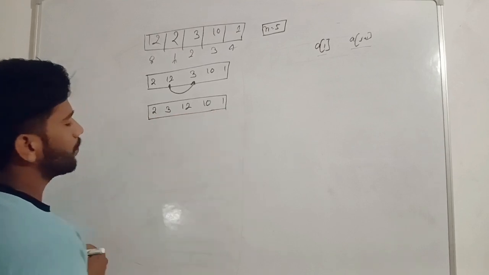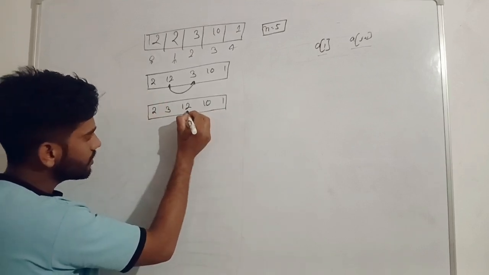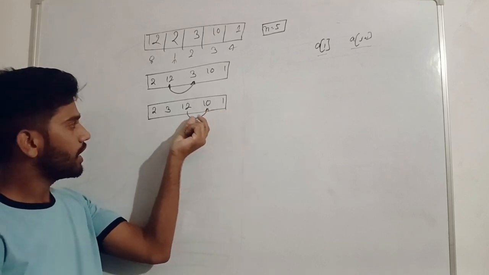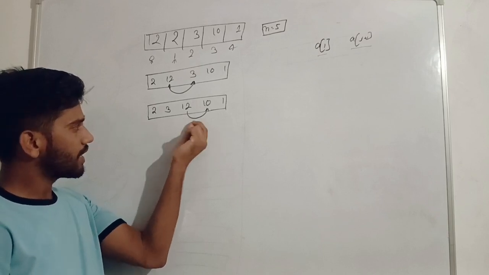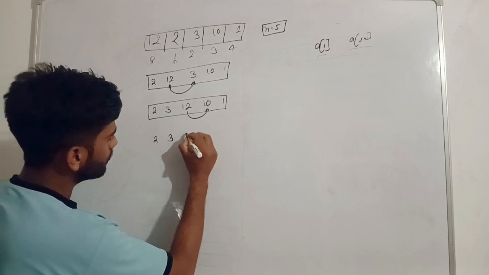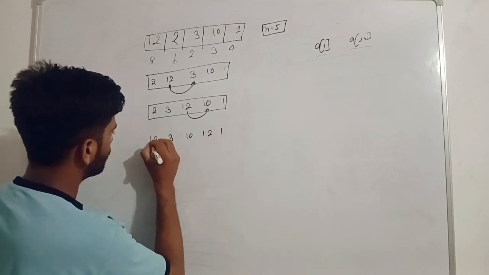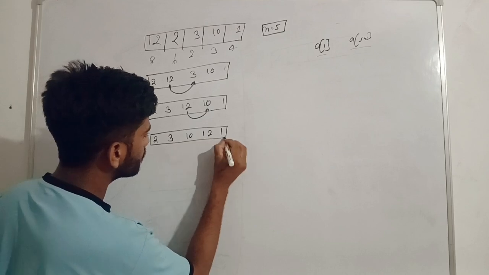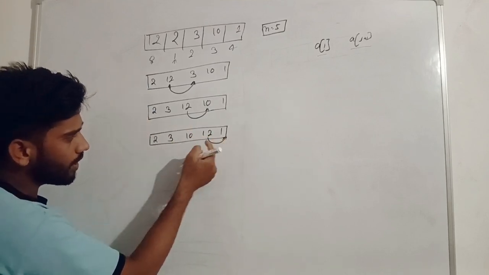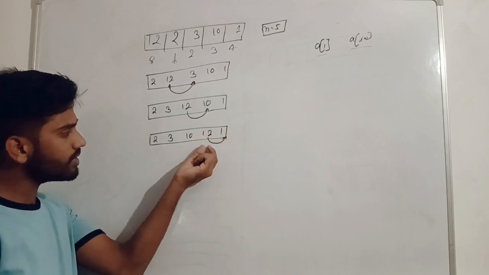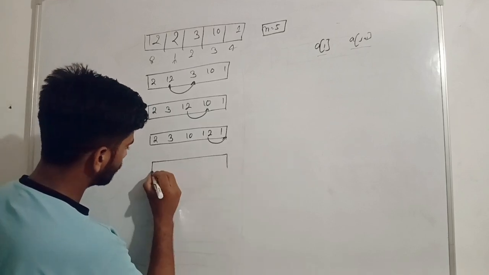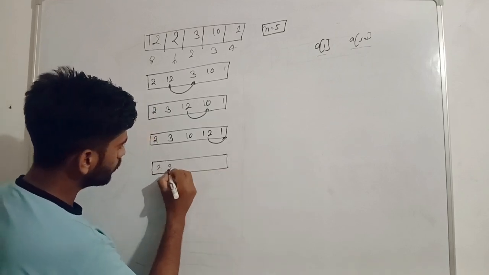Now, after this iteration, it will check 12 and 10. Since 12 is greater than 10, they will be swapped. Now it will become 2, 3, 10, 12, 1. After this, it will check 12 and 1. Since 12 is greater than 1, they will be swapped. Now it's 2, 3, 10, 1 and 12.